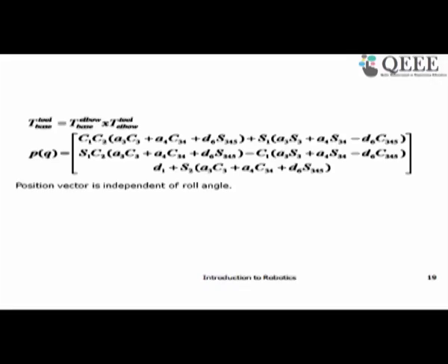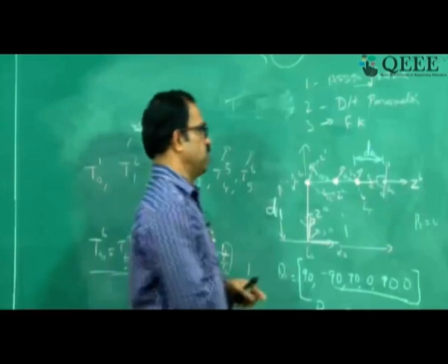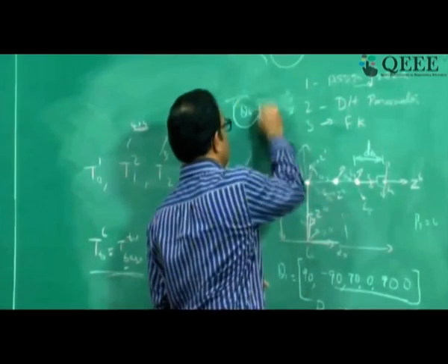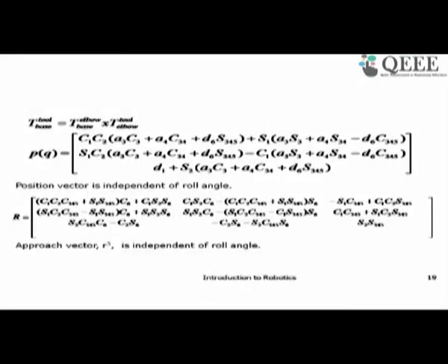And the rotation part will be this one. This is a 3 by 3 rotation part, which looks like this. You can see the normal, sliding and approach vectors. The normal is the first vector, then sliding and approach vector. And you can see the approach vector is independent of the roll angle, and similarly the position P is also independent of theta 6. You can see Px, Py, Pz are independent of theta 6. It's not a function of theta 6. Similarly, the approach vector R3 is independent of the roll angle.